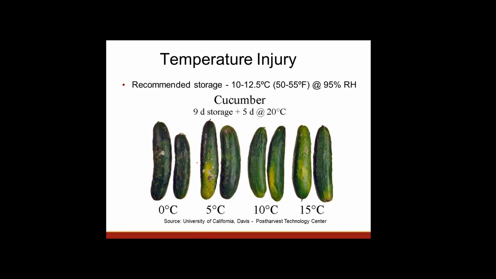It was stored 9 days at these different temperatures, and then 5 days at 20 degrees, and you can see the difference in the degradation. So you get rot starting here. You got some desiccation here. This one looks pretty normal, but there may be something on the bottom here. No, that may be normal. That looks like it's supposed to be our control. But just to show example.